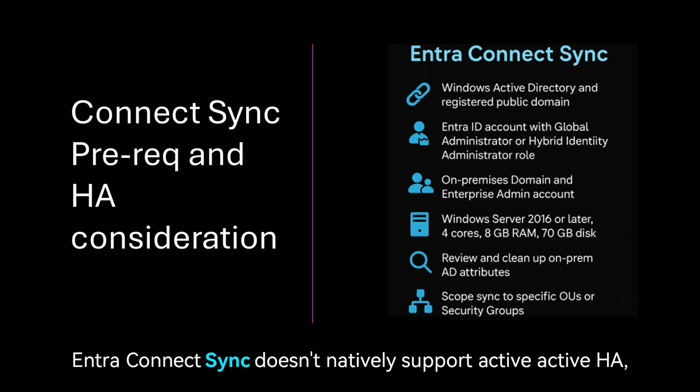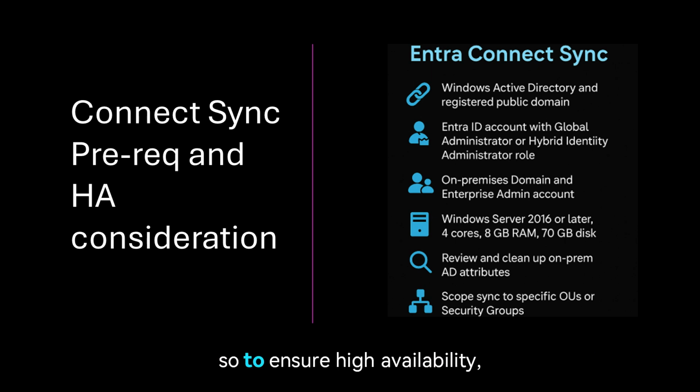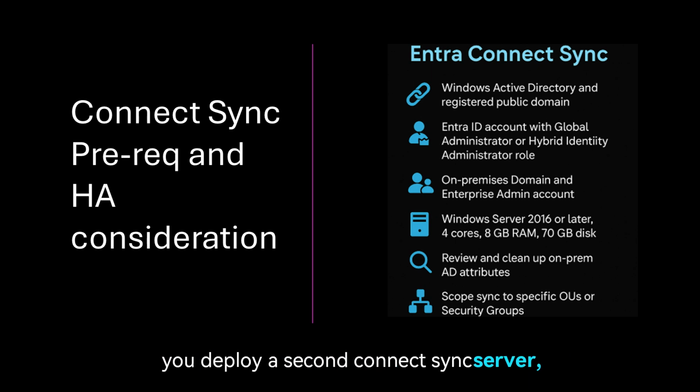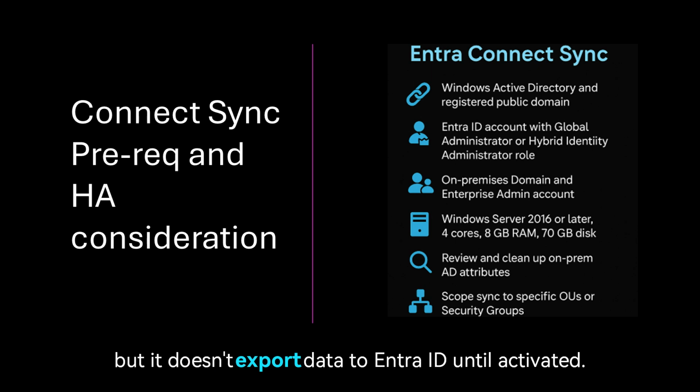Entra Connect Sync doesn't natively support active-active HA. So, to ensure high availability, you follow a staging mode approach. In staging mode, you deploy a second Connect Sync server, but it doesn't export data to Entra ID until activated.